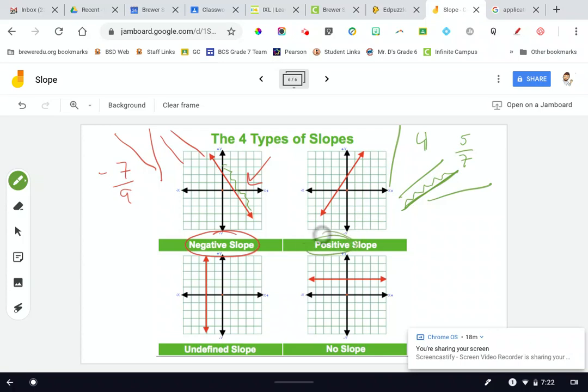Then you have no slope. You're just flat, like cross country skiing. Okay. You're just going straight across. It's a flat line. It doesn't go up. It doesn't go down. It's just straight across.